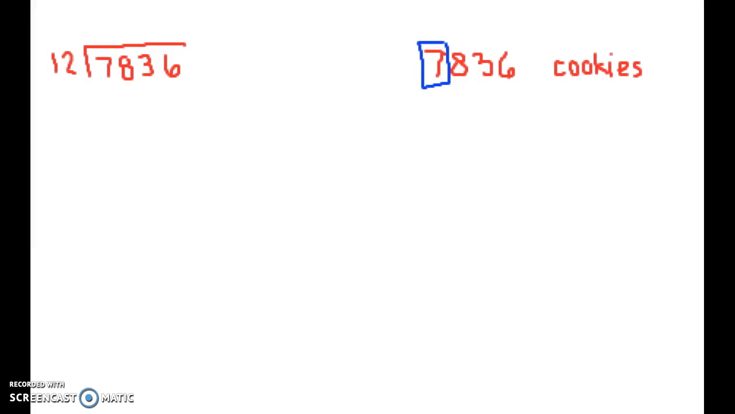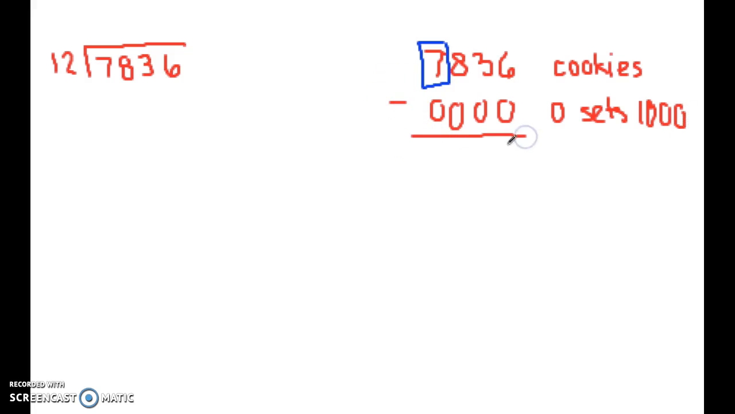So what we're gonna write is we're gonna have 0, 0, 0, and 0 because we have 0 sets of 1,000 cookies. And so we're going to subtract that, and we're left with the same number that we started with, which is 7,836. And what that looks like over here is you just draw a hypothetical 0 here, which you don't necessarily have to draw when you're doing long division, but we're just going to draw just so we know how this relates to what we're doing over here.